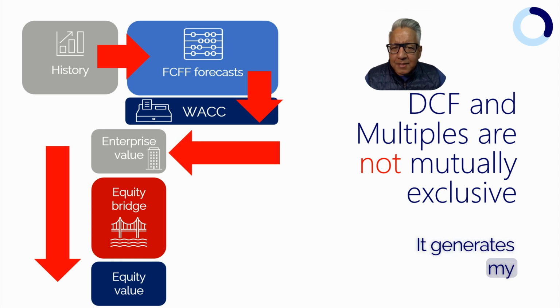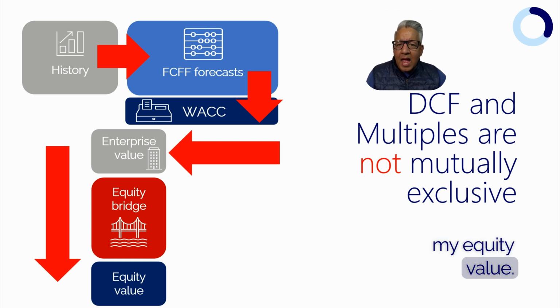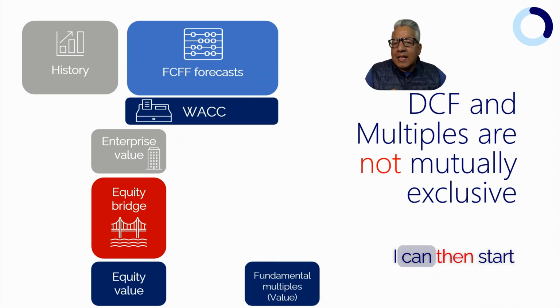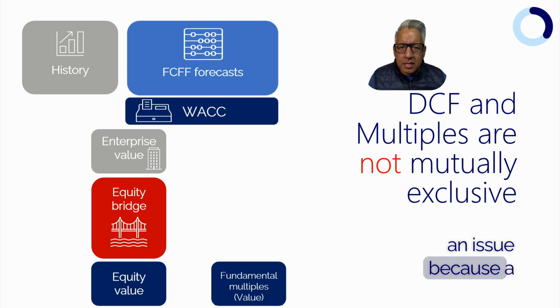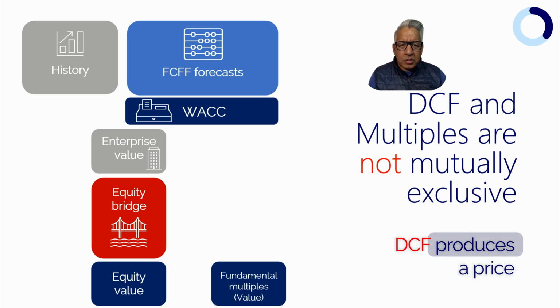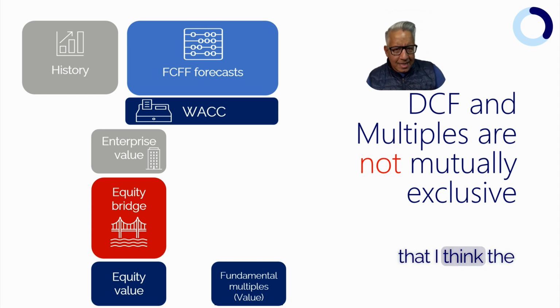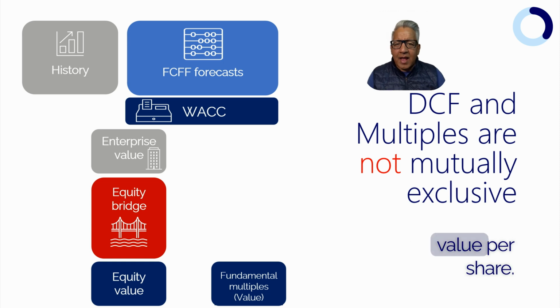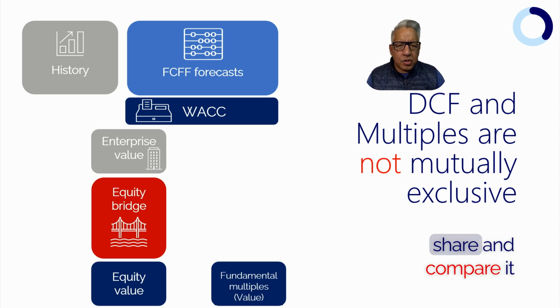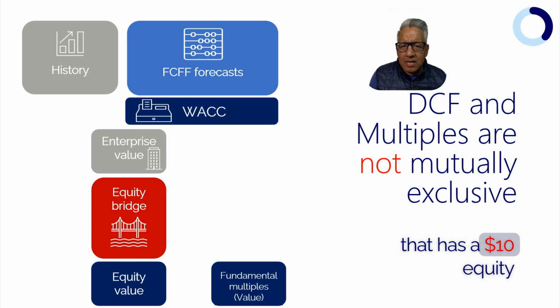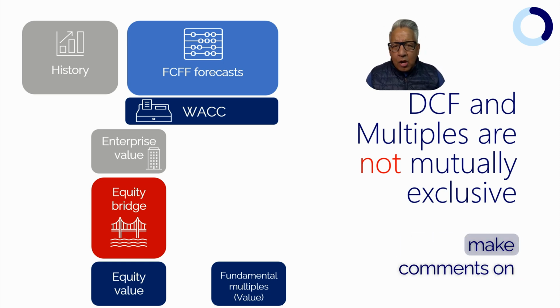It generates my enterprise value, my equity value. And once I've got that, I can then start thinking, okay, I have a little bit of an issue because a DCF produces a price that I think the company could generate, an equity value per share. Problem with equity value per share, it's not comparable. I can't take a $5 equity value per share and compare it to another company that has a $10 equity value per share and make comments on relative valuation and performance there.